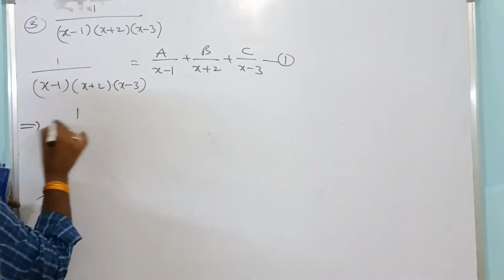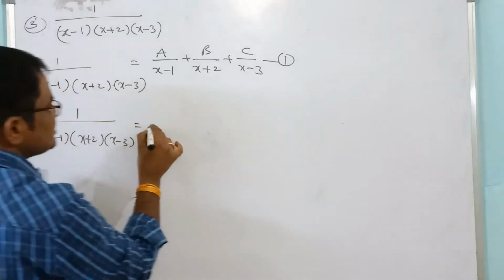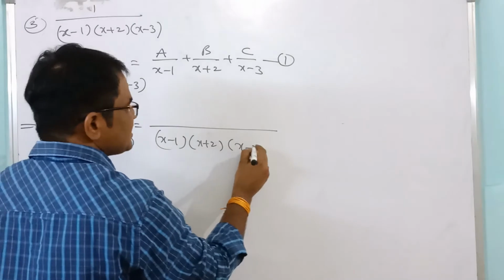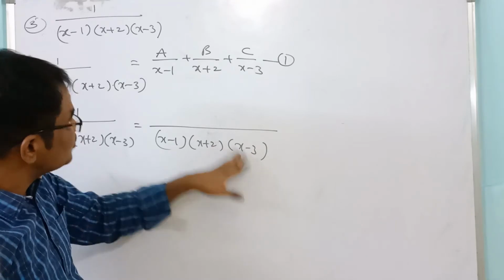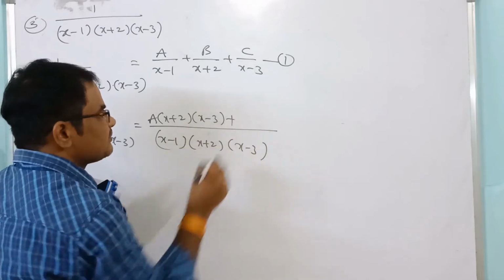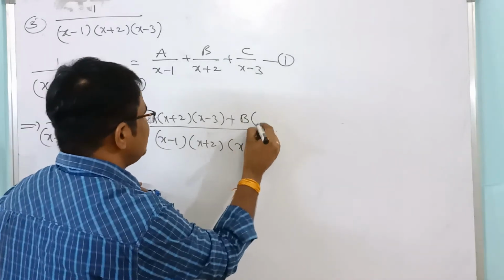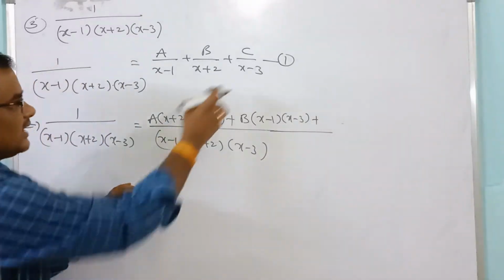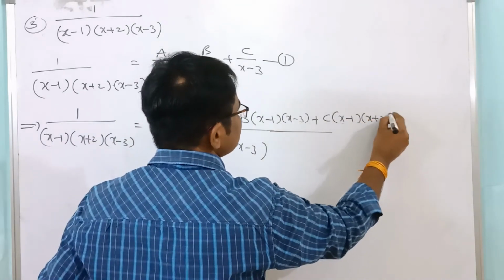Now this one as it is we write down: 1 by (x minus 1)(x plus 2)(x minus 3) is equal to, take the LCM, (x minus 1)(x plus 2)(x minus 3) is LCM. Now here (x minus 1) gets cancelled, these two remaining, a into (x plus 2)(x minus 3), plus b, (x plus 2) gets cancelled, these two remaining, b into (x minus 1)(x minus 3), plus here (x minus 3) gets cancelled, these two remaining, c into (x minus 1)(x plus 2).